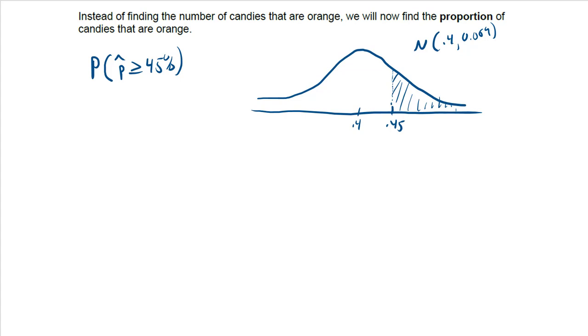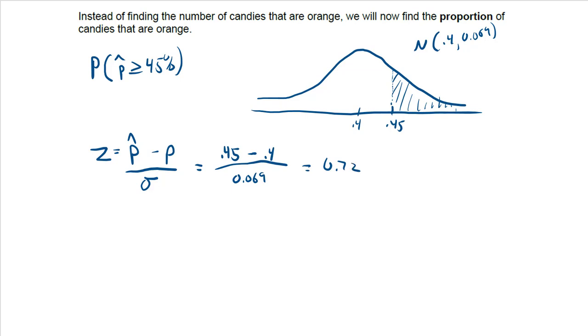Okay, so finding our z-score, we're going to take our statistic, our p-hat, minus the probability, over our standard deviation in this case. So we're looking at 0.45 as our statistic, minus our parameter of 0.4, all divided by our standard deviation of 0.069. And you should get 0.72.